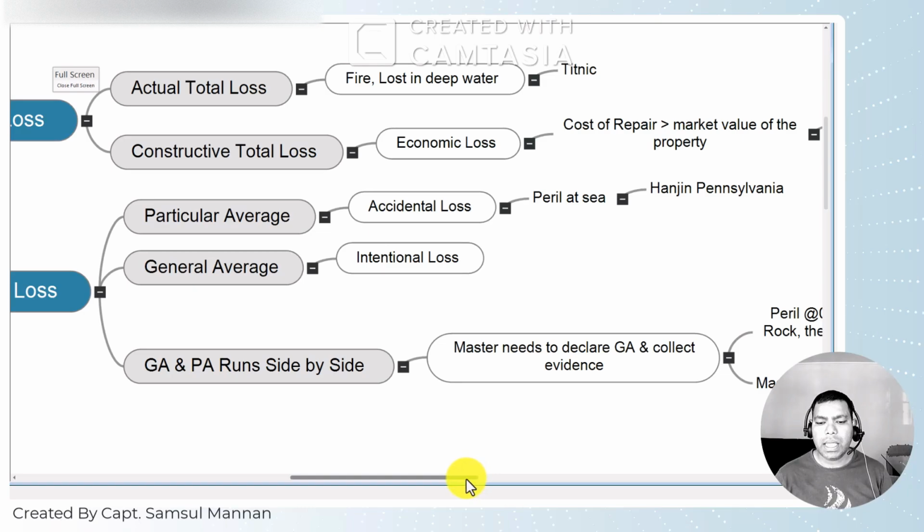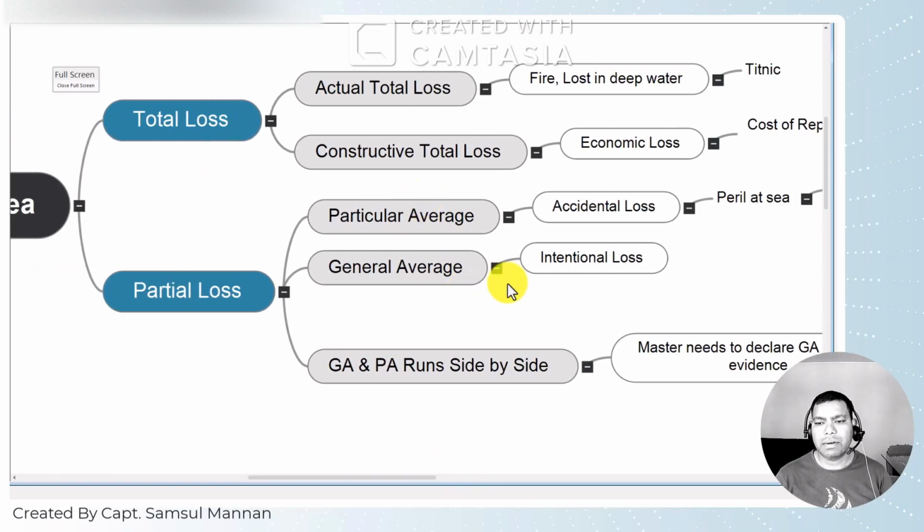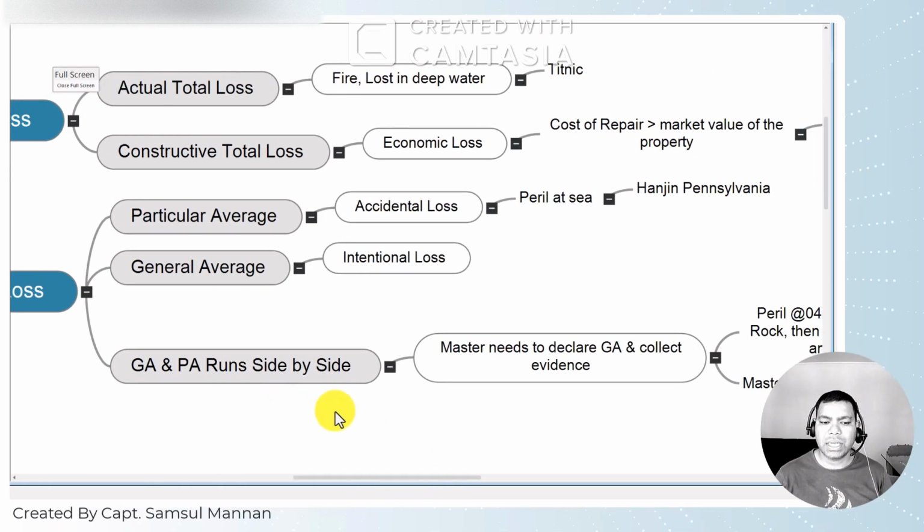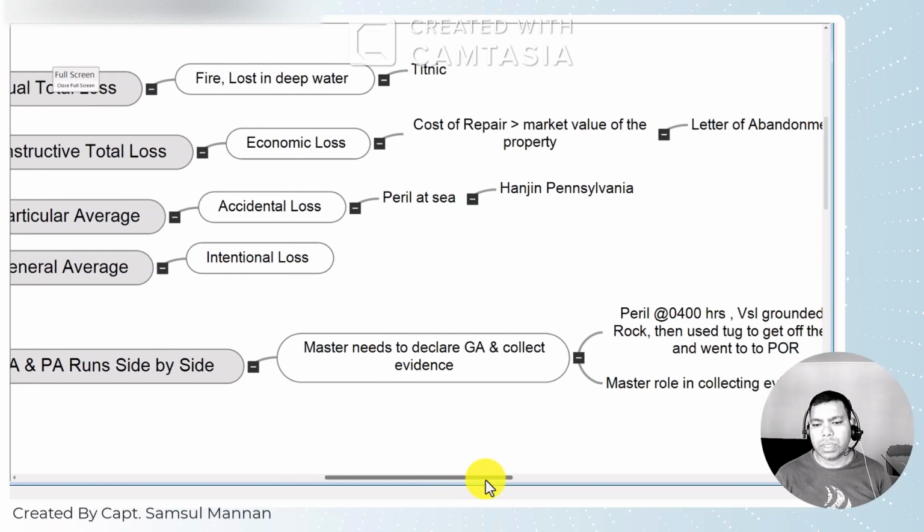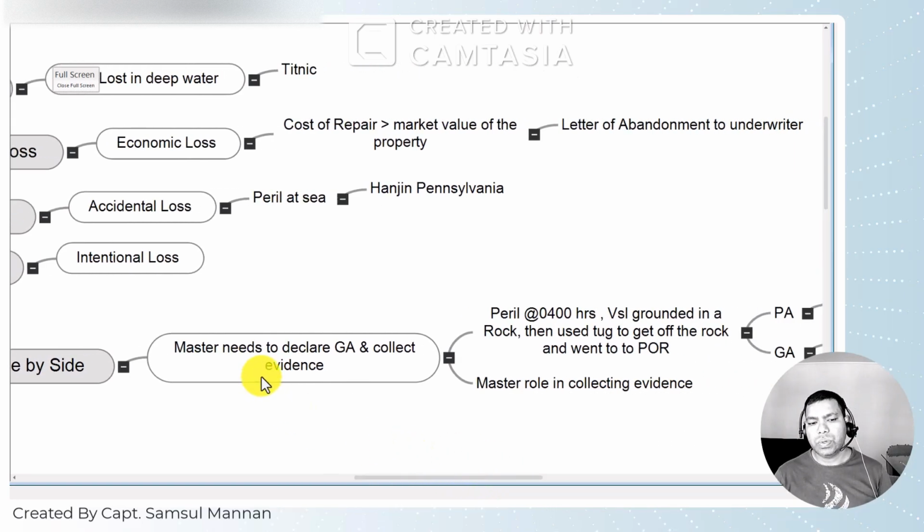Then another very interesting one is general average. What is general average? It is the intentional loss. This intentional loss is due to some reason or peril at sea. The master decides that he will sacrifice some cargo and save the vessel, right? So this type of loss falls under the general average, right? In the real world, general average and particular average run side by side, right? So that's why all the time the master needs to declare general average and collect evidence, right?